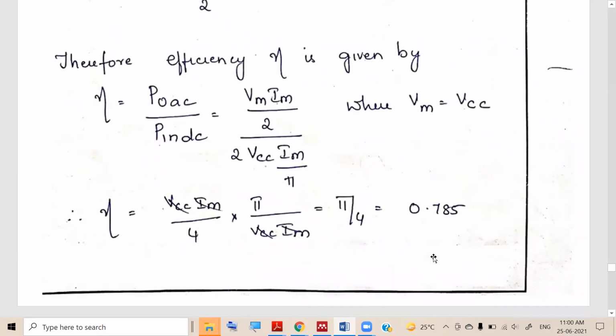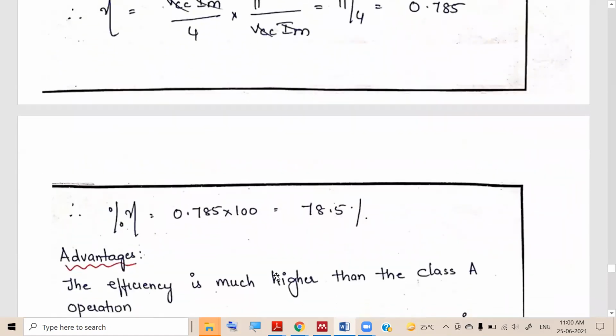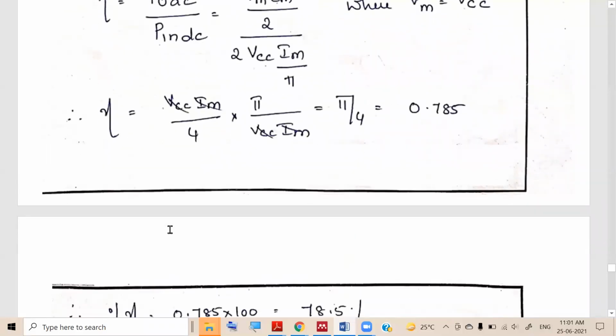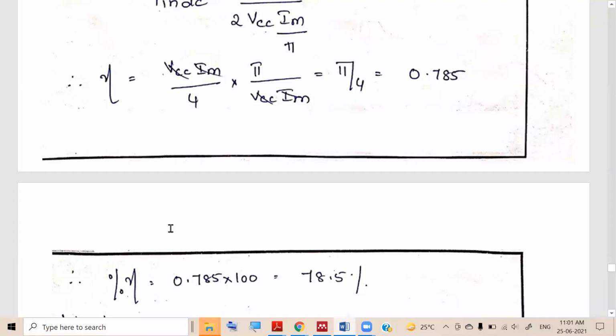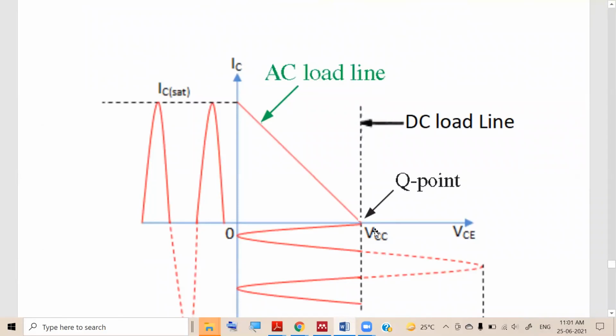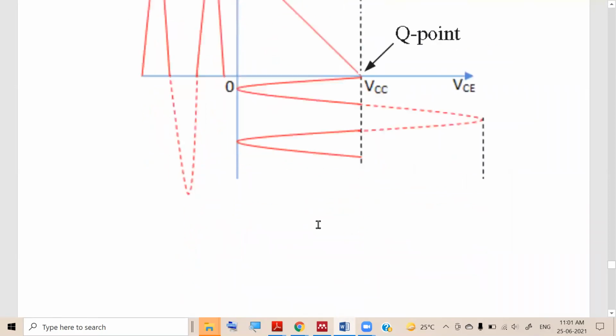So what is the percentage efficiency of the class B amplifier? 78.5%. Tell me, is this the maximum efficiency or just any efficiency? Here we are considering the signal swing throughout the entire load line. So we are considering the maximum swing, so the efficiency is maximum.